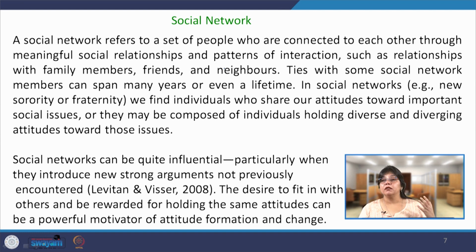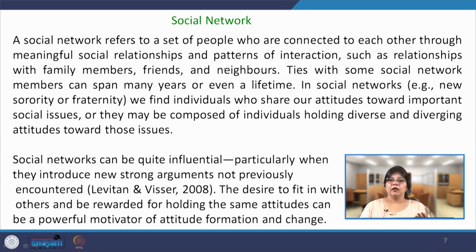And there is a strong desire to fit in with those social networks where the membership is very rewarding and people hold similar attitudes and motivate themselves towards more attitude formation and change. This is the basic assumption of any social network.